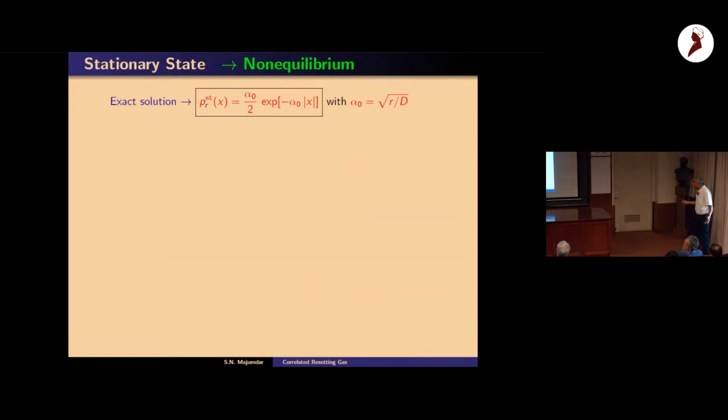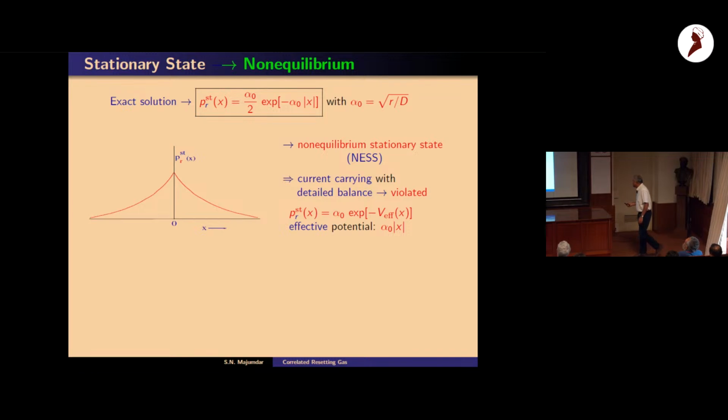So this is the exact solution. The main point is that even though this looks like a Gibbs state with an effective potential alpha naught mod x, where alpha naught is square root of r over D, it is actually not a Gibbs state, because this is a non-equilibrium stationary state. The reason is that there is a non-zero current in probability space, because by resetting you are always going back to the origin, but there is no reverse move. So detailed balance is manifestly violated. It's a very simple example of a non-equilibrium stationary state.